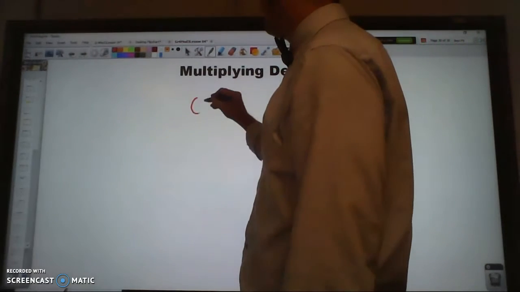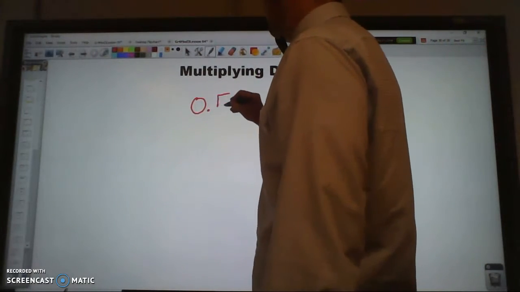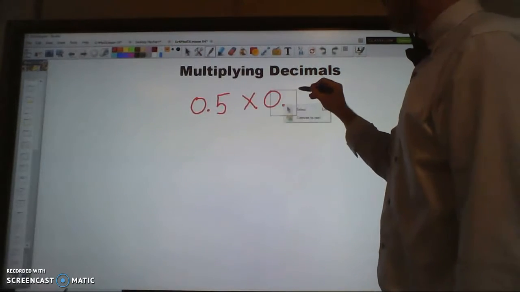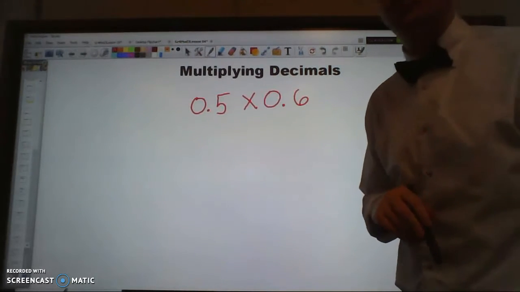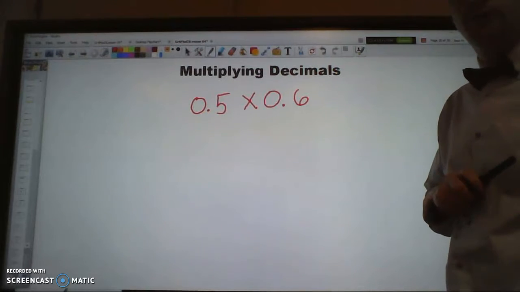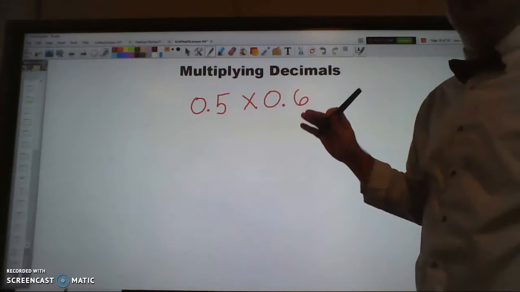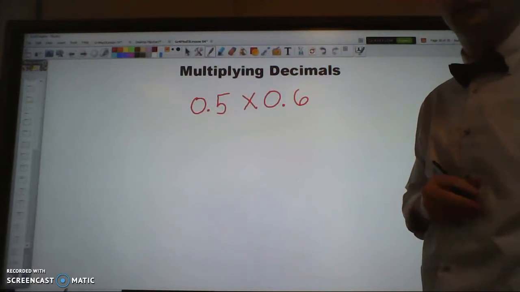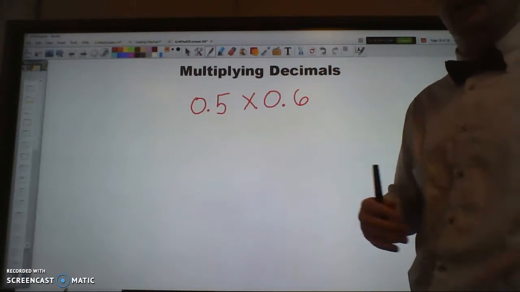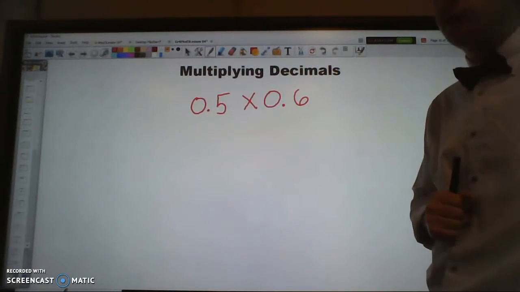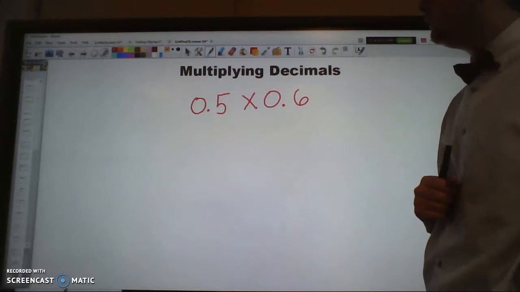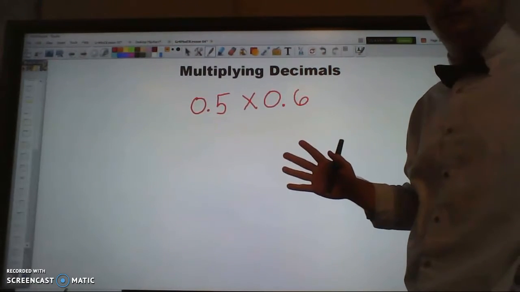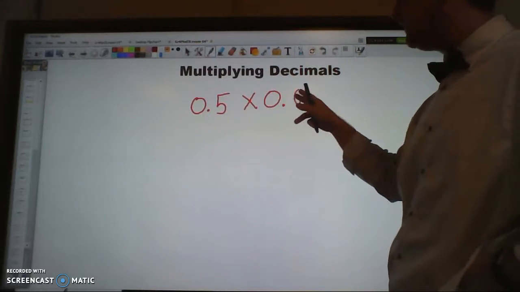All right, so here is our first problem. We're going to do 0 and 5/10 times 0 and 6/10. Now, you notice that in both of these numbers we have zeros in the ones place, okay? So that's why I was saying we really can't estimate what it's going to be close to. It's going to be less than a whole, I know that. But other than that, all we have is a 5 and a 6.